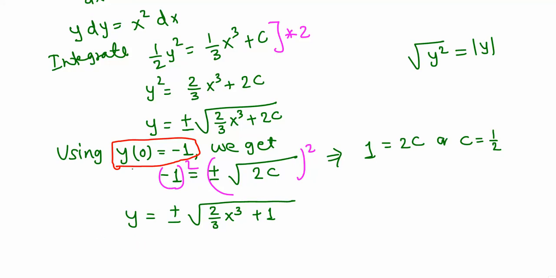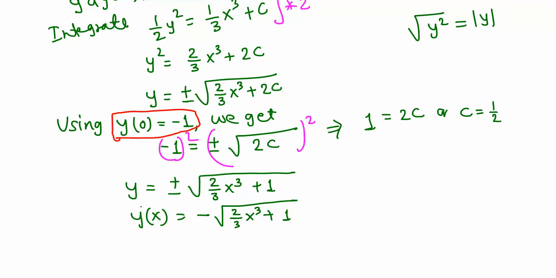Using y(0) equals -1 again, y as a function of x, or just y is enough, the negative is the correct sign: y equals negative square root of 2/3 x cubed plus 1. Okay, that's the final answer. So let me box this final answer.